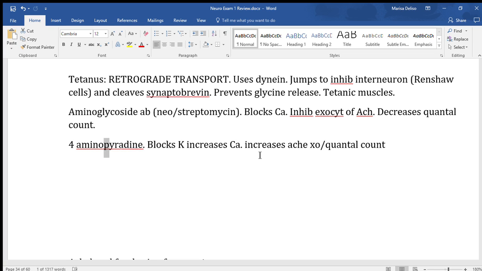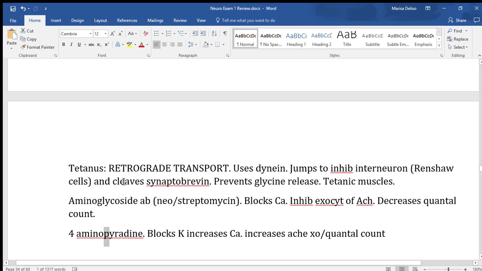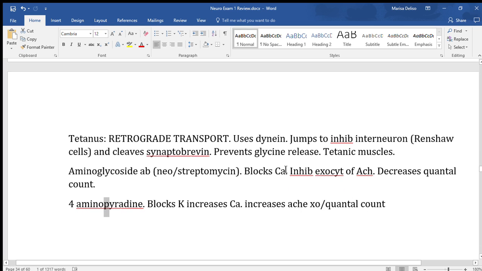So something to note here is that 3 of these 4 toxins, botulism, tetanus, aminoglycoside, normally block things. So we blocked glycine, we blocked acetylcholine, we blocked calcium. Here, we're blocking potassium, which increases calcium. So this is one of those situations where we increase quantal count. We're going to increase the quantal count here by increasing calcium. So aminopyridine blocks potassium, P for potassium, potassium, calcium, inverse relationship.